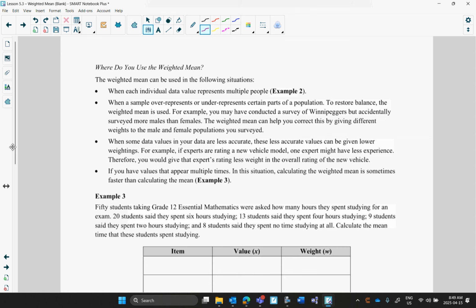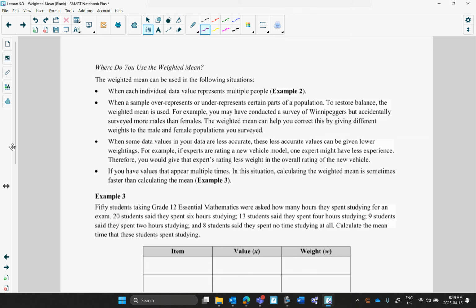So where do we use the weighted mean? Well, basically when we see it, as in the last examples, when each individual data value represents multiple people. So that's from the example we just did. That mean of 68 didn't represent one person, it represented 24 people.